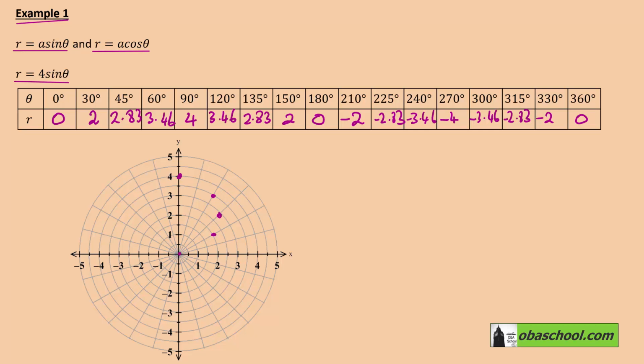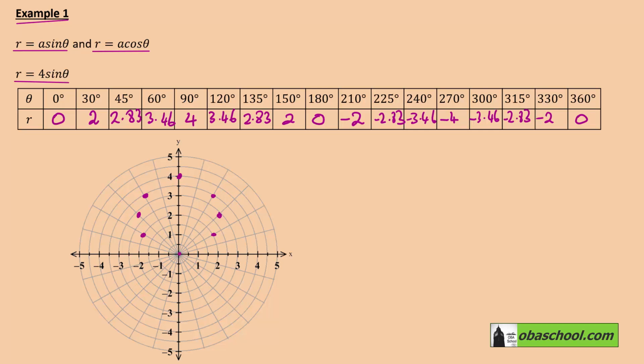120 degrees is 3.46. 135 degrees is 2.83. 150 degrees is 2, and then 180 is 0.